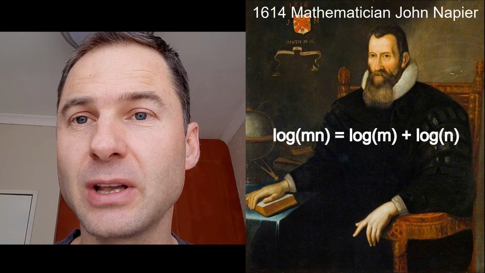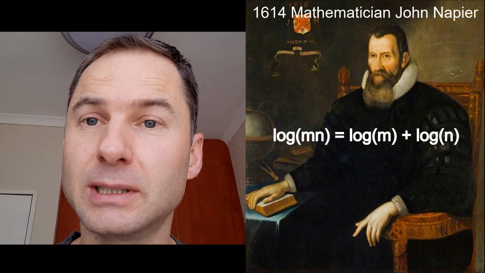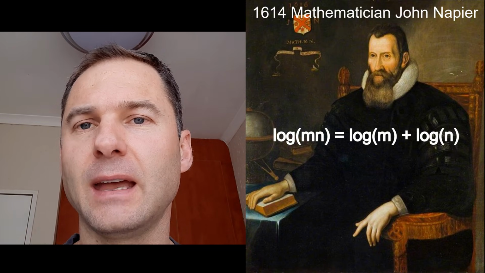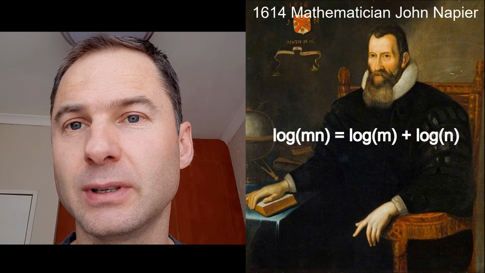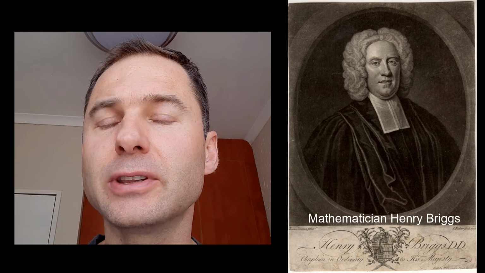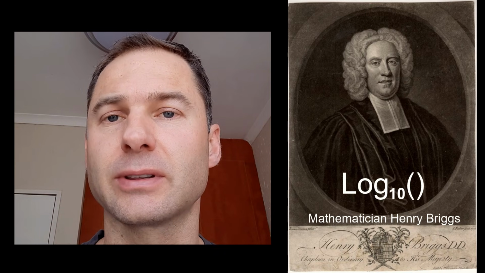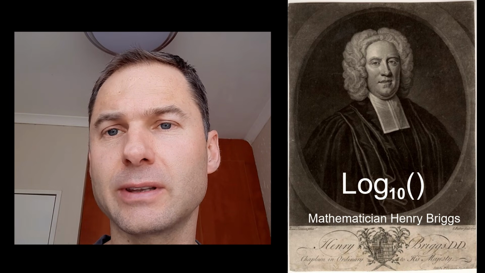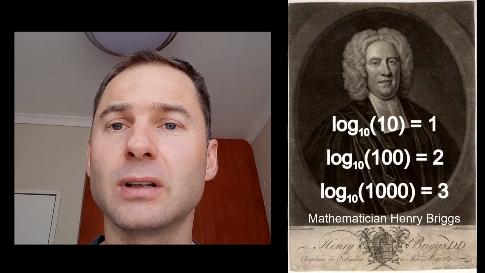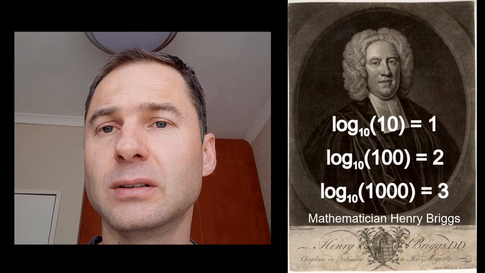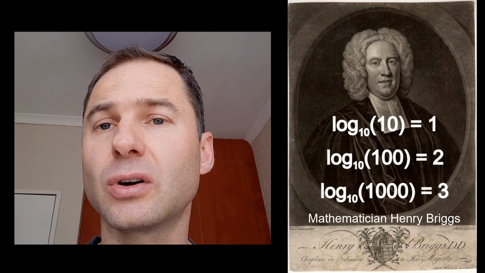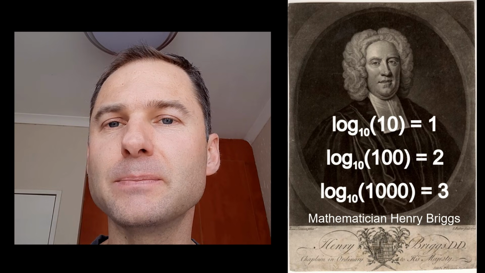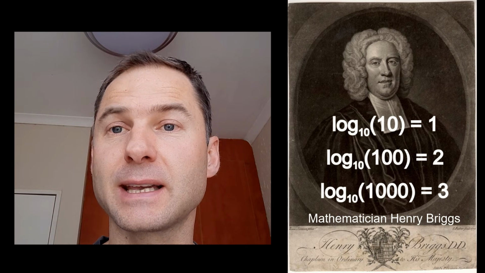Napier's great insight was that logarithms could turn multiplication into addition, something humans are more comfortable with, and that was enormously useful. Henry Briggs took the idea further and introduced the base 10 logarithms. Henry also found long division, by the way, with common logarithms such that log of 10 is 1, log of 100 is 2, log of 1000 is 3. So multiplying by 10 simply meant moving one unit on the logarithmic scale.